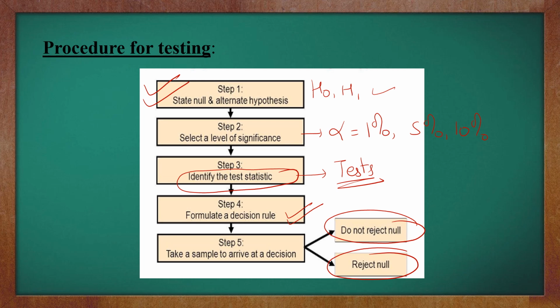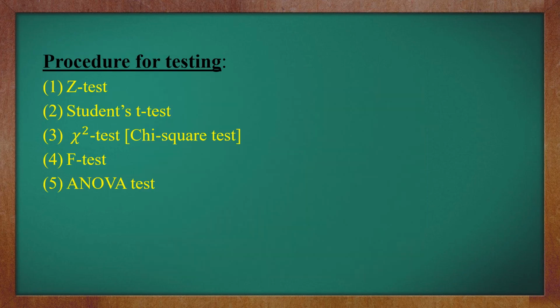So what is the first step? Take a null hypothesis and alternative hypothesis. Take the level of significance, how much risk you are taking. Apply the test. These are the types of tests we have: Z test, T test, chi-square test, F test, ANOVA test. You cannot apply all the tests on a particular data. You have to apply any one of these tests, because we have particular conditions for when to apply Z test, T test, chi-square, F test, or ANOVA. So any one of the tests you will apply, and then take the decision.